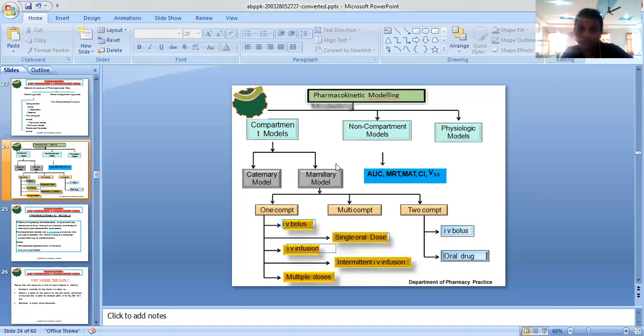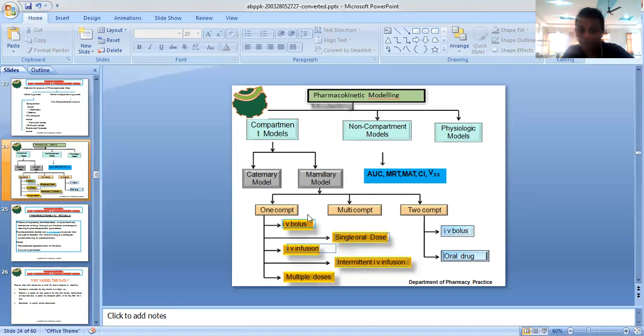Here the mammillary model depends upon the number of compartments. You are telling how many compartments are involved in the analysis of the pharmacokinetic data. Depending upon that, it may be a one compartment model, a two compartment model or a multi-compartment model. If the analysis of the pharmacokinetic data involves more than one compartment, it is said to be a multi-compartment model. Out of all the multi-compartment models, the most common approach is the two compartment model.